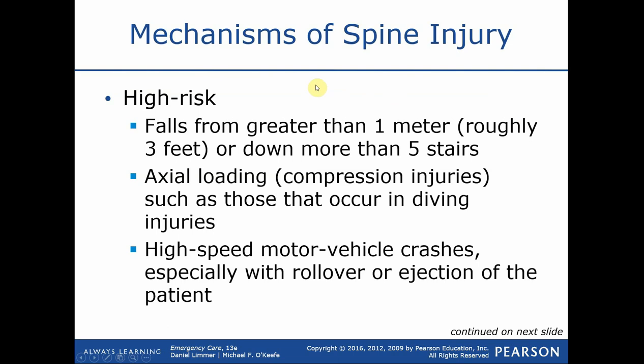Beyond that, we're looking at some other things here too. So mechanisms for spinal cord injury. Here it says roughly 3 feet or more than 5 stairs for a basic fall. And it really depends on how you land, right? If you fall forward and you're able to catch yourself with your hands, a fall from standing is no big deal. But imagine being an elderly patient that falls backwards and lands square on their butt. As a result, you might have those compression fractures from the axial loading.